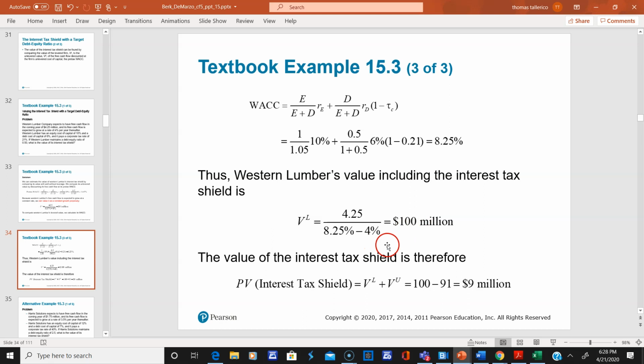So what's the value of the interest tax shield between the levered and the unlevered? Actually, it should say this. It says positive here, but it should be negative. You're subtracting. So the value of the levered right here minus the value of the unlevered is 9 million. So that should be a negative. So it's that simple. What's the value of your interest tax shield on a perpetuity if you have a constant debt equity ratio?